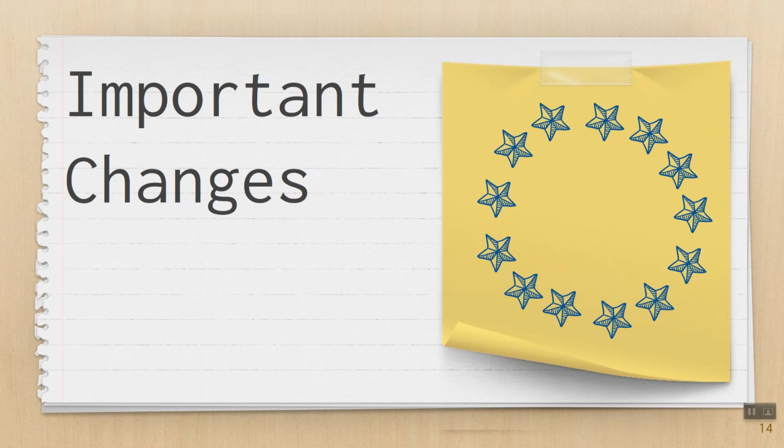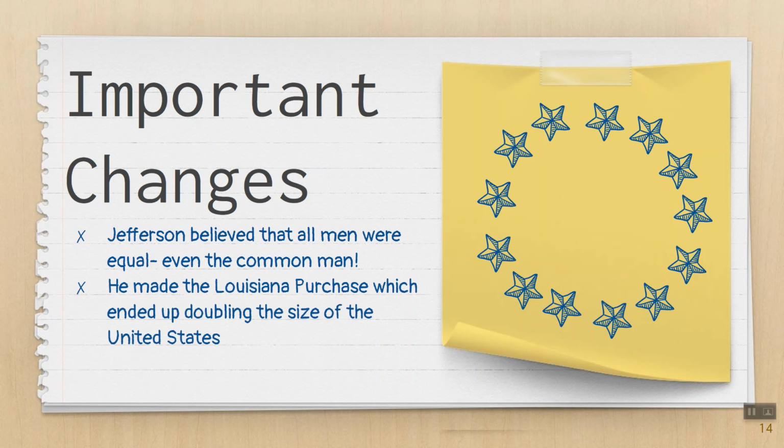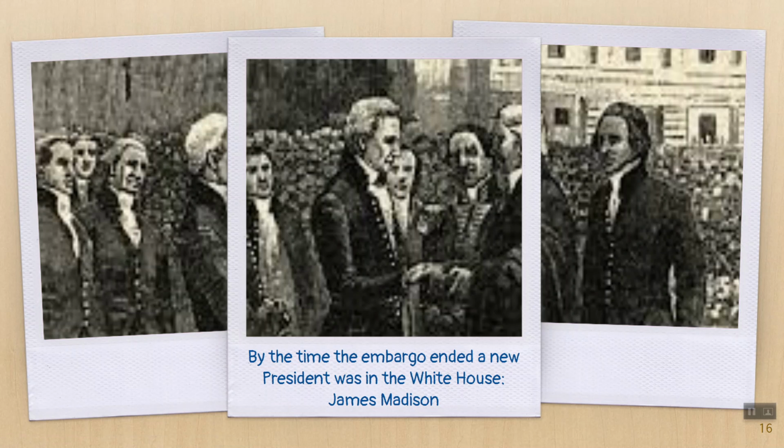But the important things you need to remember about Thomas Jefferson is first that he believed that all men were equal, even the common man, someone who wasn't born to wealthy, educated people. And he made the Louisiana Purchase, which ended up doubling the size of the United States. So that brings us to our next president, James Madison. He would be our fourth president. And we're going to talk a bit about his part in the War of 1812. I know you guys know about the Revolutionary War, but did you know there was another war in the United States called the War of 1812?